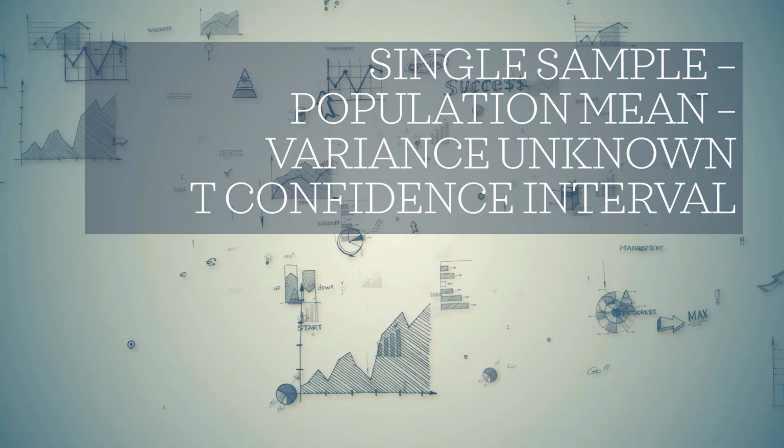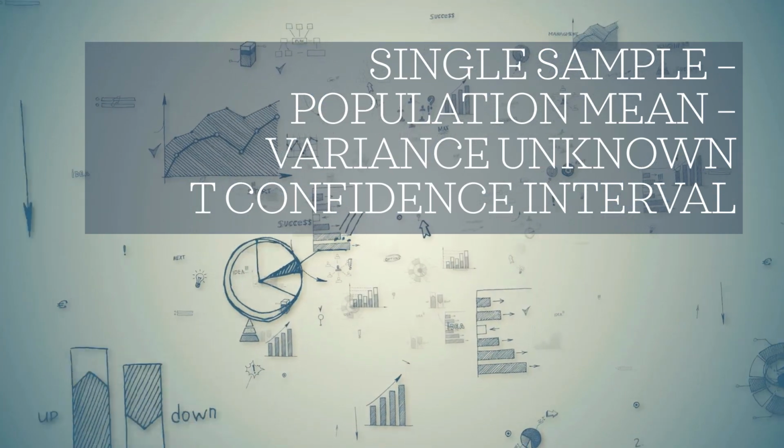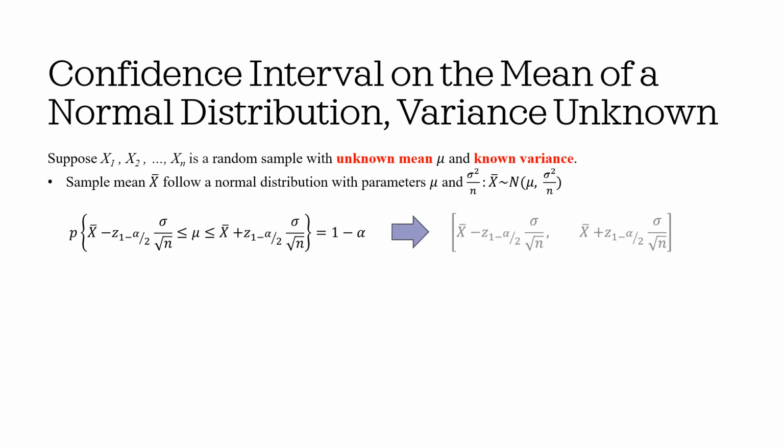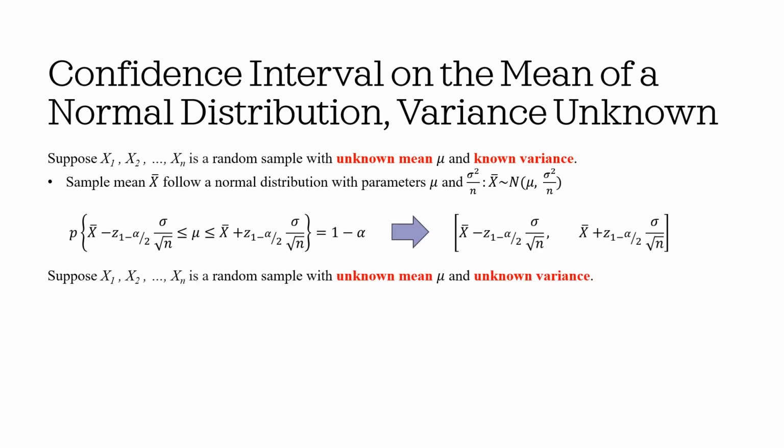Here, we will talk about t-confidence interval on a single sample. We have already discussed how to construct a confidence interval for the population mean when the variance is known. But what happens when the variance is unknown? In this case, we want to study the population mean, but we lack information about the population variance.